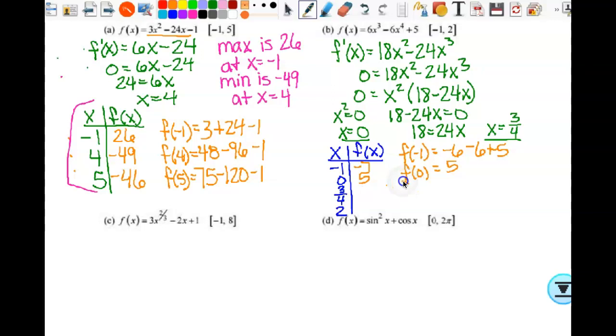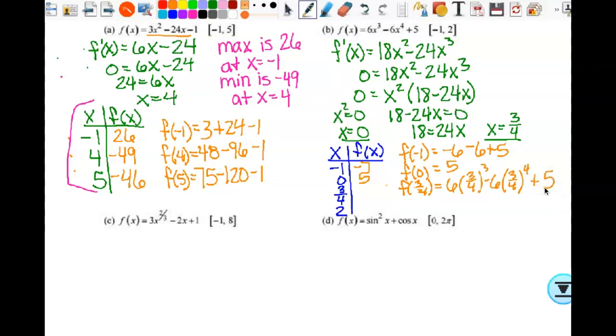f of 3/4, this one gets a little bit yucky, right? So we're going to have 6 times 3/4 cubed minus 6 times 3/4 to the 4th plus 5.